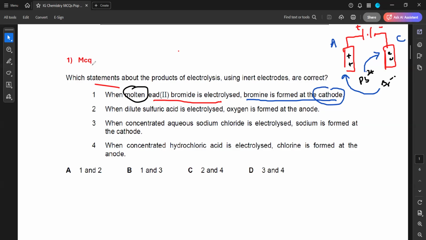So in this case, statement 1 is wrong. So any option with 1 is wrong. So this cannot be right. This cannot be right.